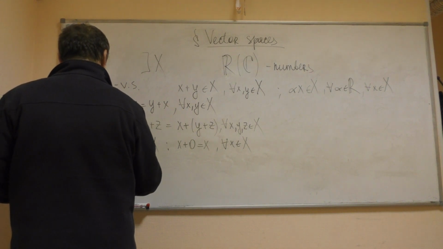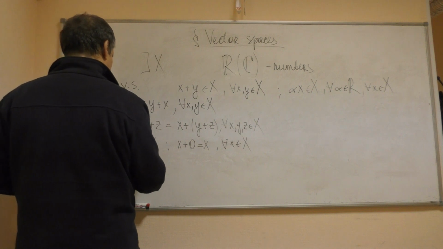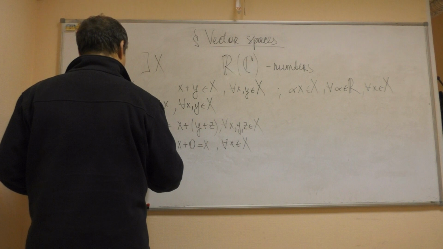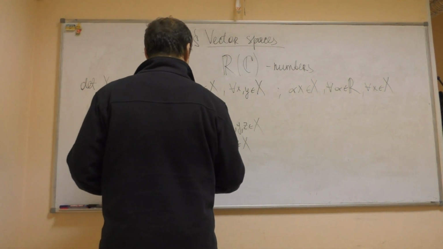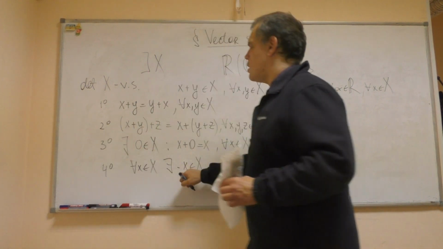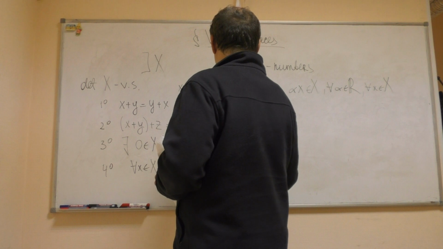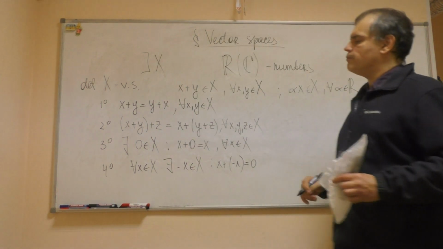And the last axiom regarding addition. For each element there is a special element from X sometimes called opposite element, such that x plus this opposite element gives 0.